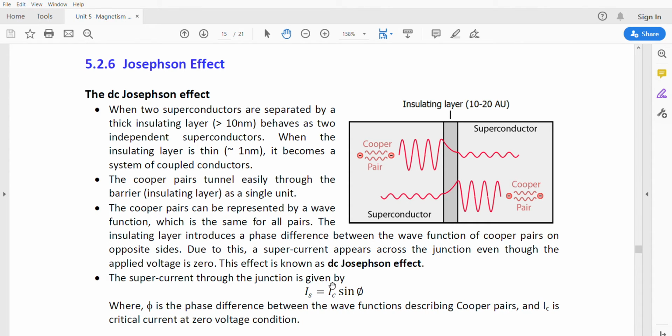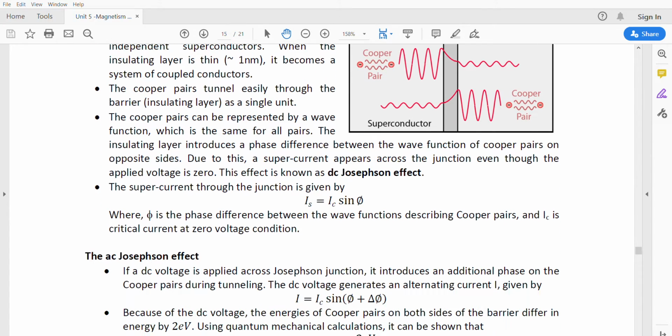Ic is nothing but the critical current of the superconductor material, which depends on the type of superconductor material. Phi is the phase difference. Under zero voltage conditions, the Cooper pairs easily tunnel through the barrier and introduce a phase difference between the wave functions describing the Cooper pairs before and after crossing the barrier. That phase difference is phi, and the energies of the Cooper pairs also change a lot after traveling through the barrier.